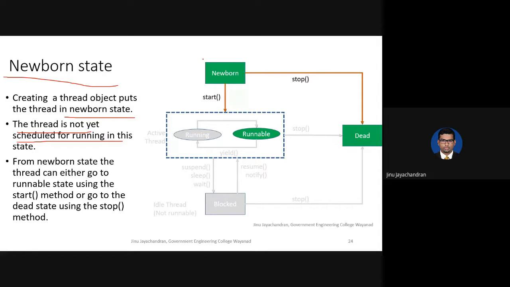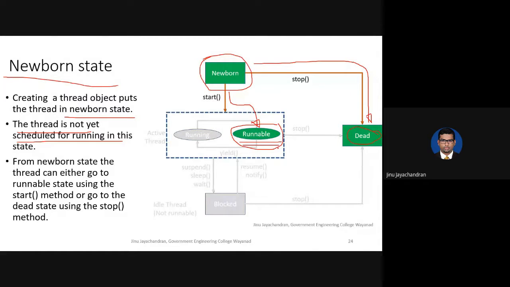From this newborn state, it is possible that somebody can call stop and the thread can become dead. For example, a thread has been declared, but due to the conditions or environment in the program, you don't want the thread to run, so you can directly move to the dead state. Or another option is I want the thread to run, so you can move it into a runnable state. This is a runnable state. This is not a running state. Runnable means the thread is ready to run.